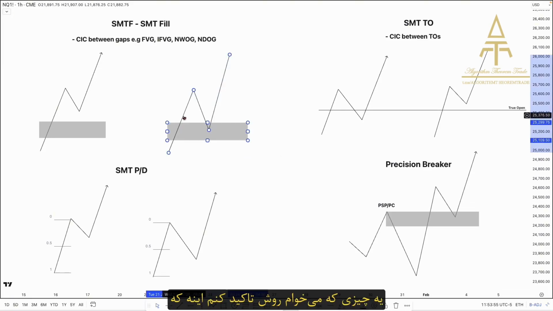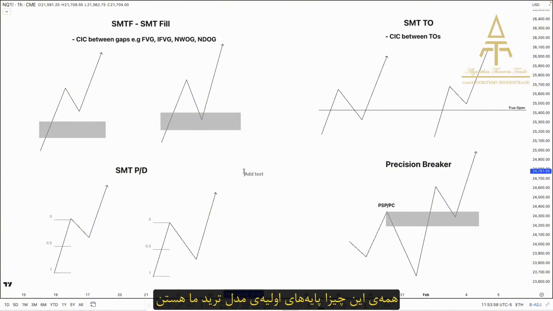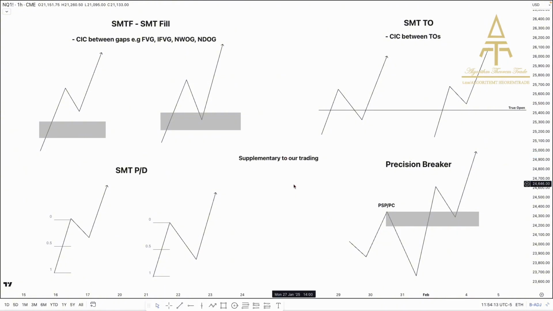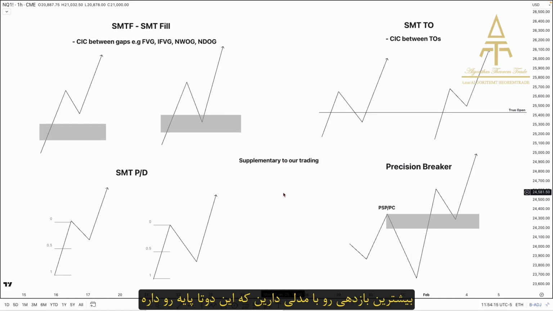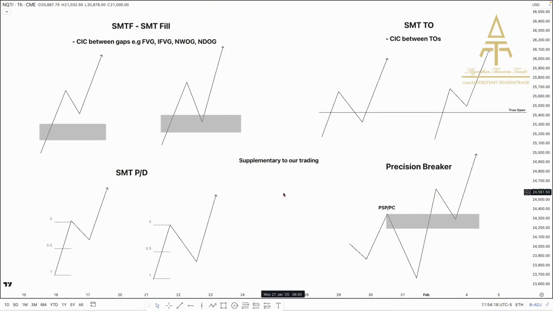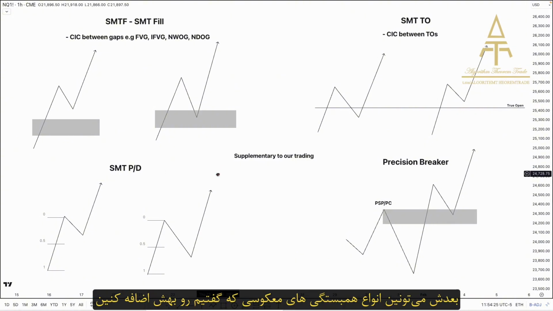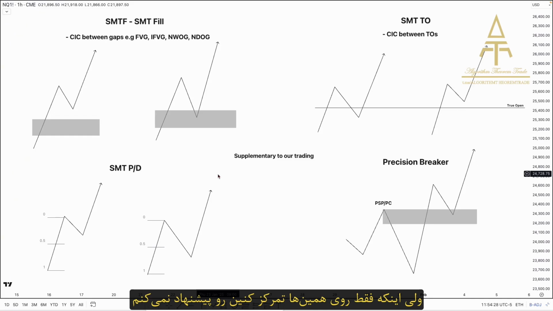Now, one thing I want to point out is that these are all supplementary to our trading. When we're building a trading model, I recommend that you completely base it around sequential SMT and precision swing points. You'll have the most success with a model using those foundations. You can then add these various types of cracking correlations to your model, but I would not solely focus your model on these.